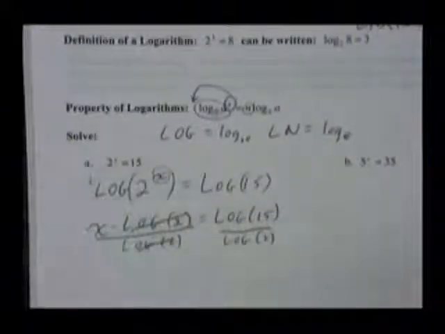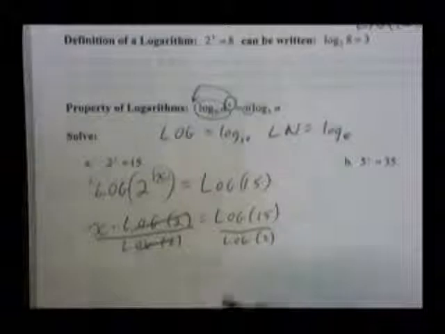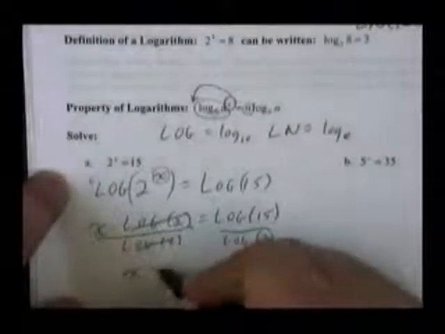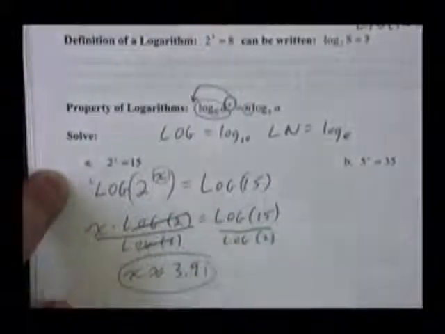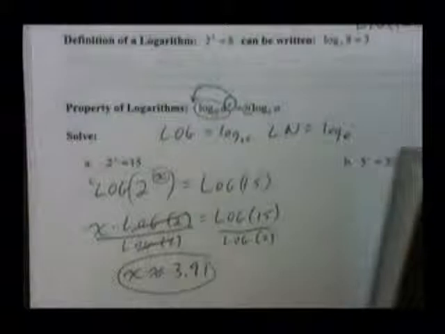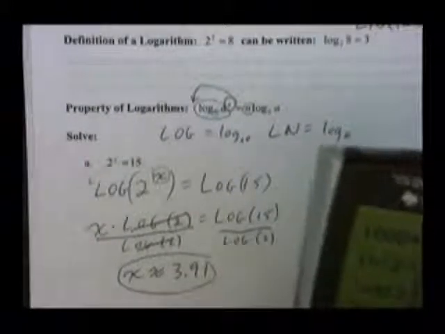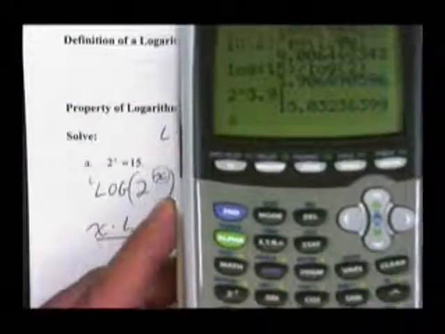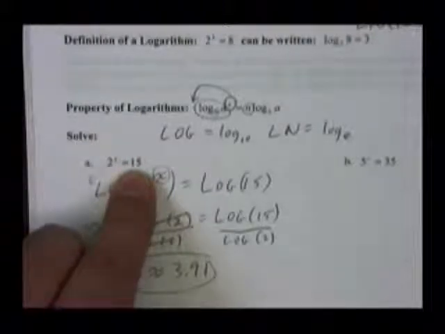And then I'm going to use my calculator. Log of 15 divided by log of 2. And I get about 3.91. And you can always check these by plugging that value back in. So if you were to say, let's find 2 raised to the 3.91 power, okay, notice what you get? You get about 15, which is what we have here.